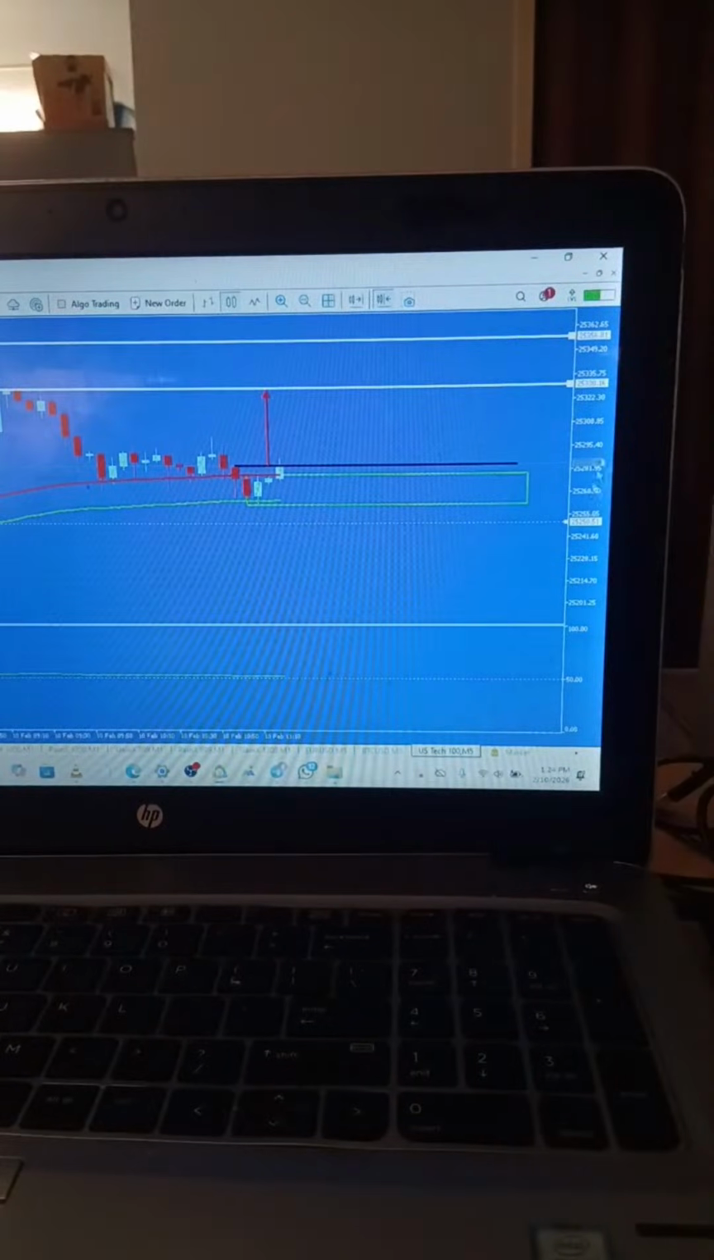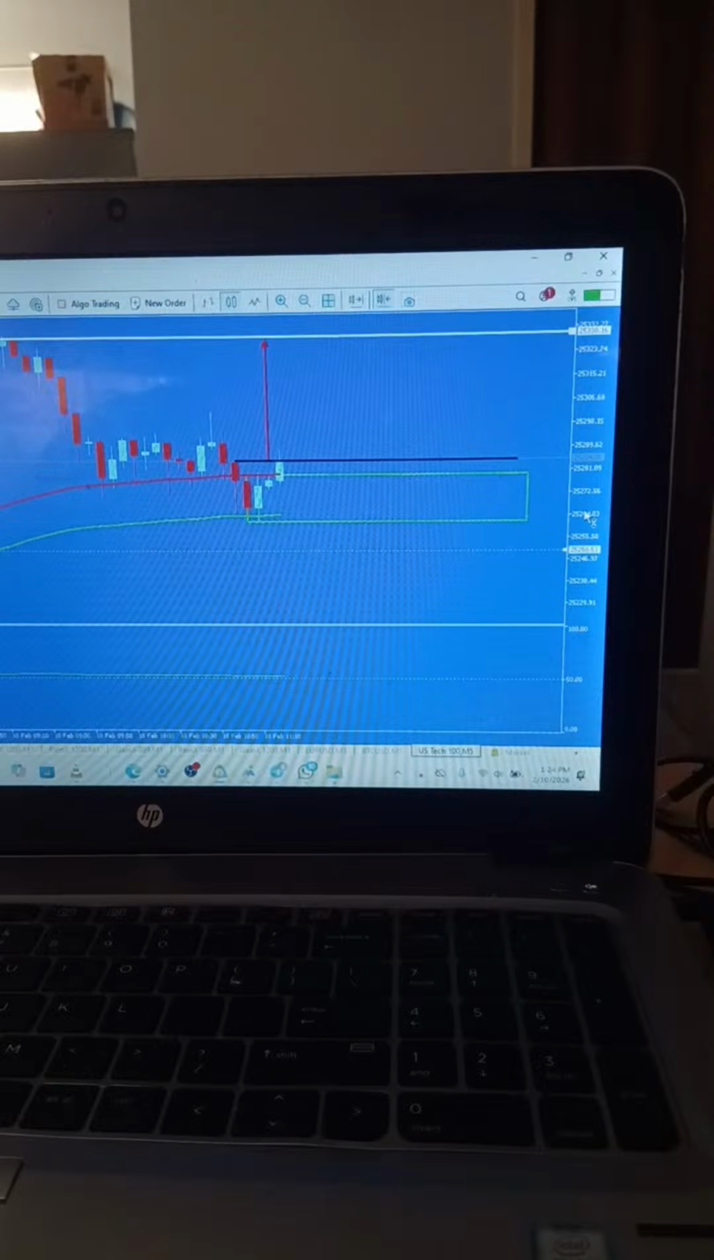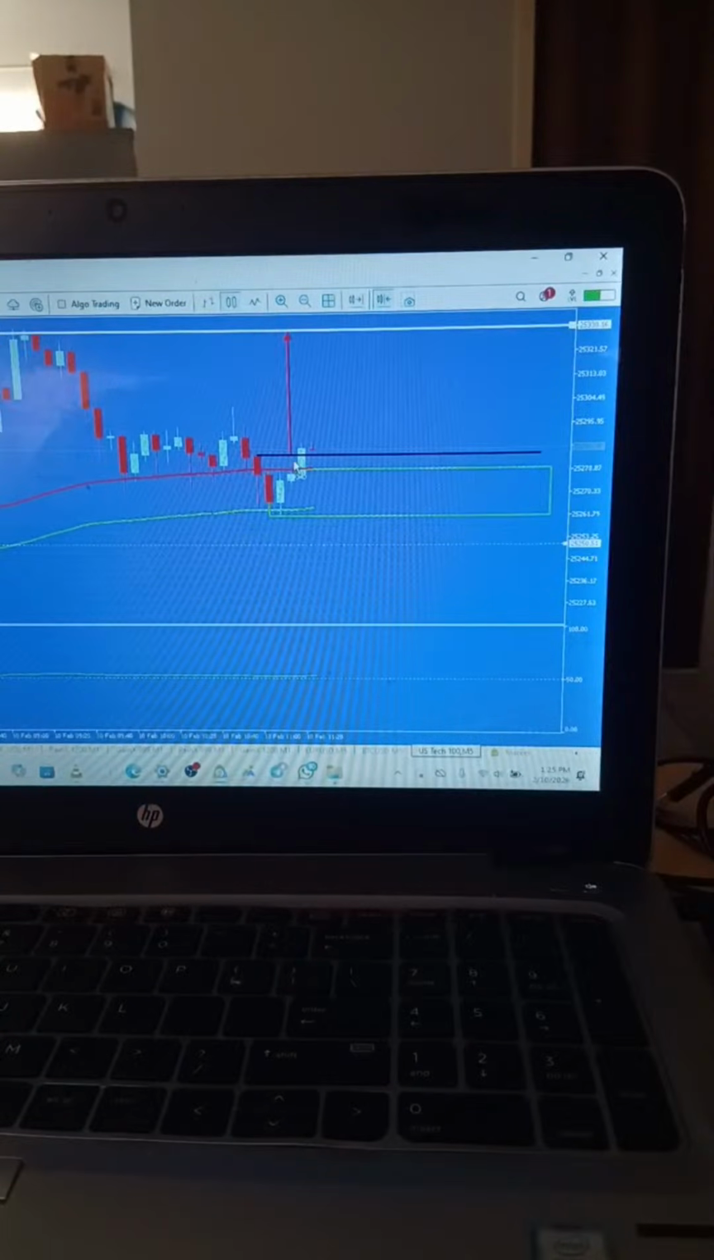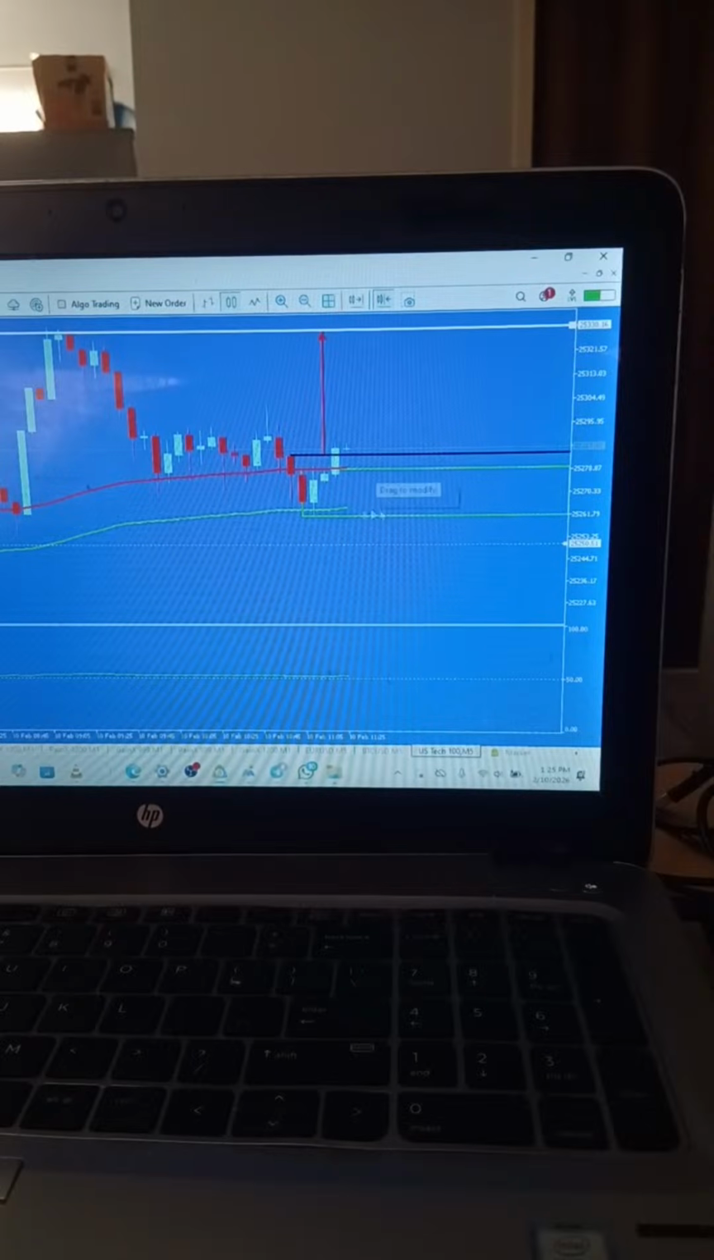Okay, back to the chart. Let's see how this one is going to close. Right on the right position. 0.01. We are buying, guys. Let's buy now. Okay, we're in this particular trade, guys.